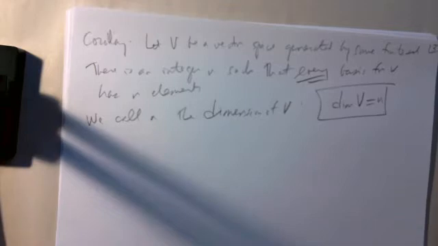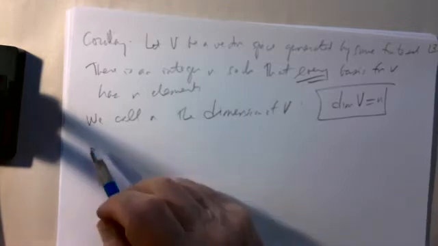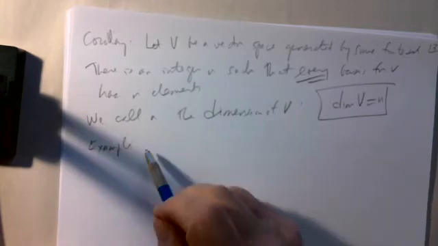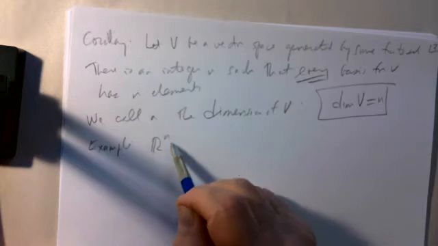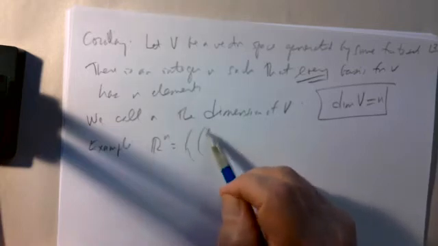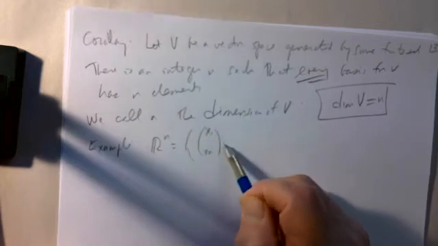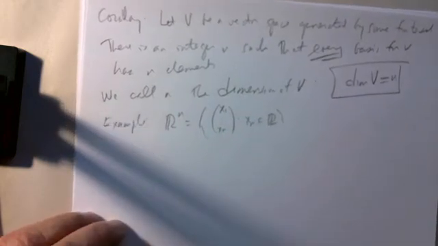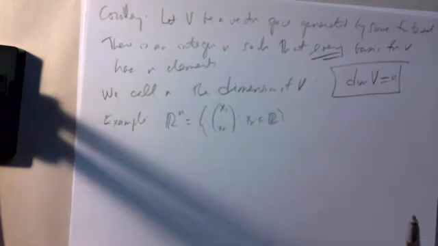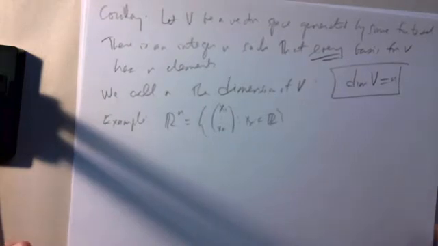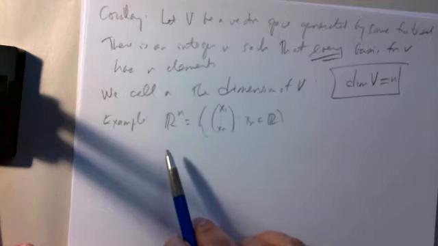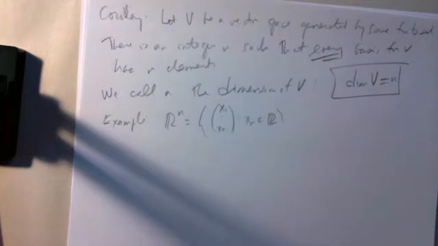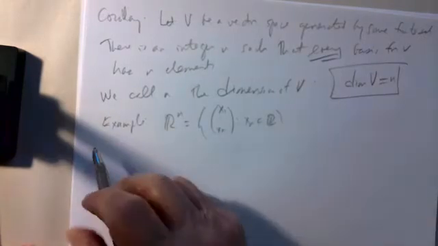So, for example, this is the fundamental example. Take the vector space Rn, which is all n-dimensional column vectors. And I've always said this is an n-dimensional vector space, so I have to prove that this is correct. That is, I have to find a basis for this vector space consisting of n vectors.